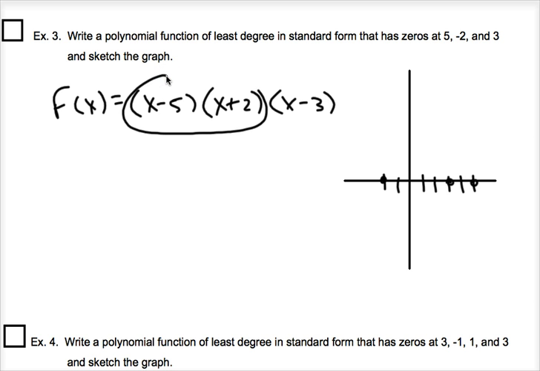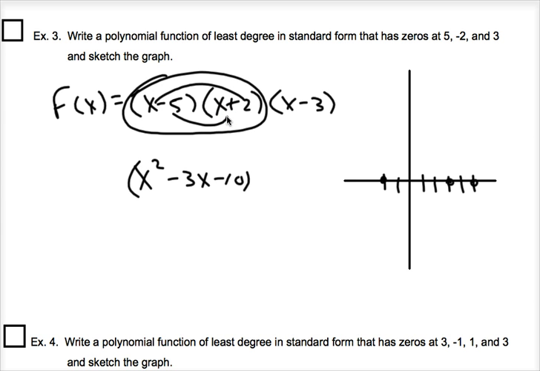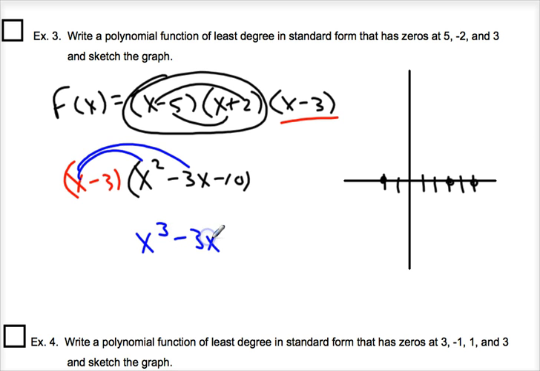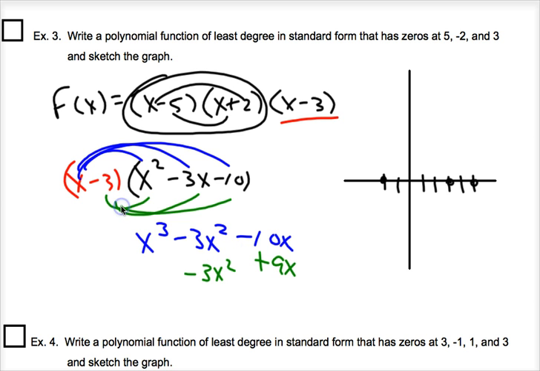So I'm going to FOIL out these first two, and that would give me x squared minus 3x minus 10. 2x and -5x is -3x. Now I've got to take that and multiply it by this one. I'm actually going to put this one in front. And I'm going to take x times all of these, so it'd be x cubed, -3x squared, and -10x. Then I'm going to take the second term and multiply it by all these, so that'd be -3x squared, +9x, and +30.